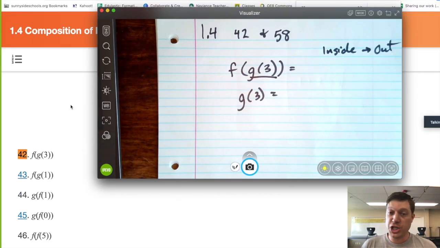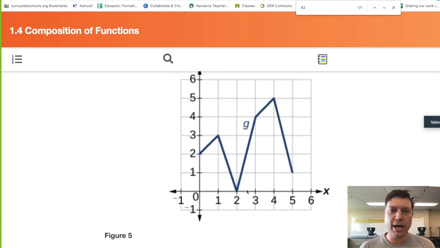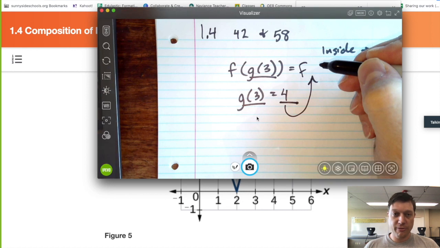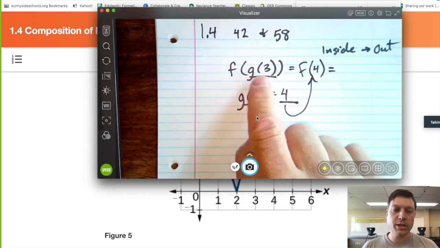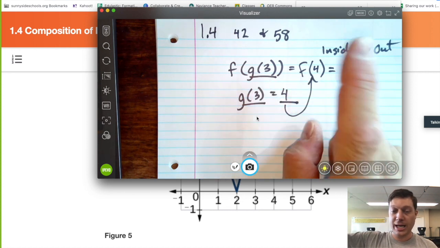So we look for g of 3. Using the graph for g, that's find x equals 3 and find the height of the g function. That would be a height of 4 at g of 3. Then we use that information with the f function, and there's a graph of f that we're going to take this from and plug that into.